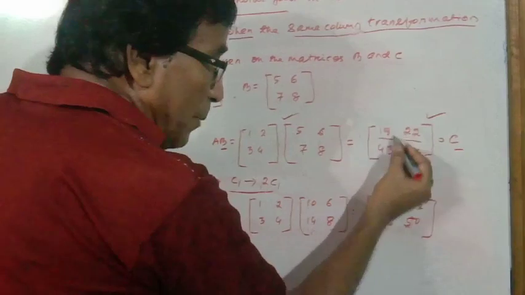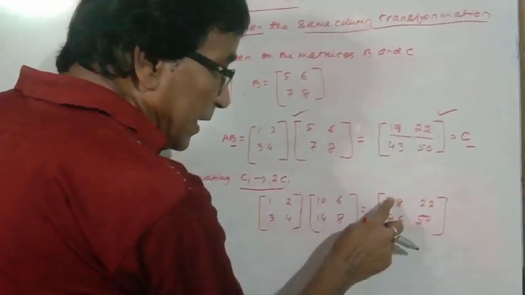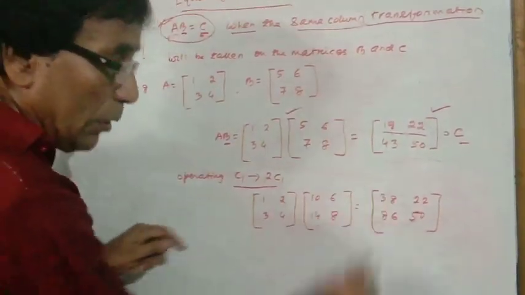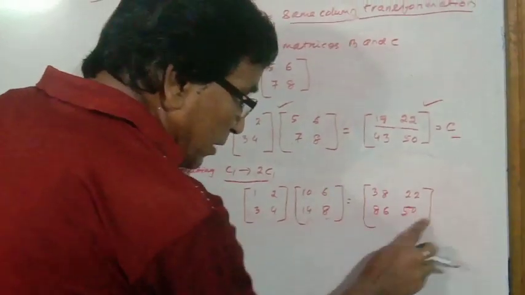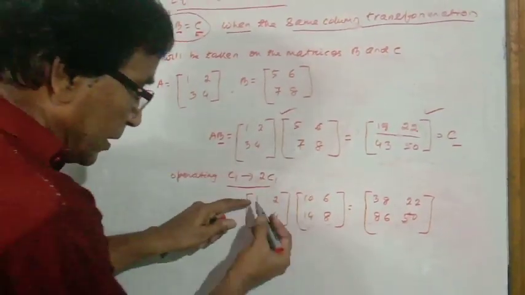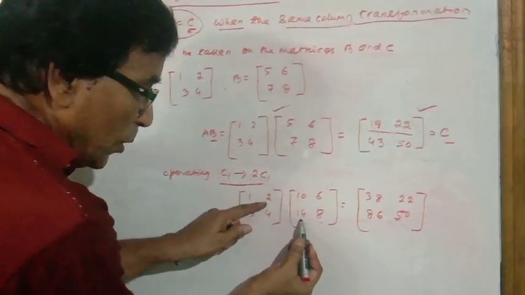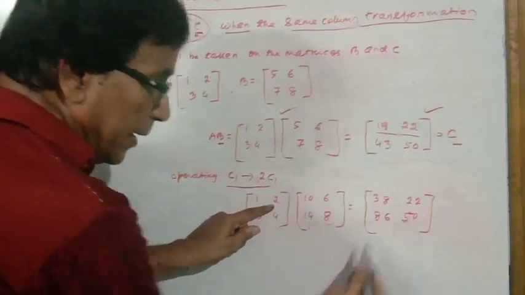So here the same operation will be taken on the matrix C. So the first column becomes 38 and 43 into 2, that is 86. Now here we will verify whether the product of these two is equal to this matrix. Now here you see 1 into 10, that is 10, plus 2 into 14, 28. 10 plus 28, that is 38.